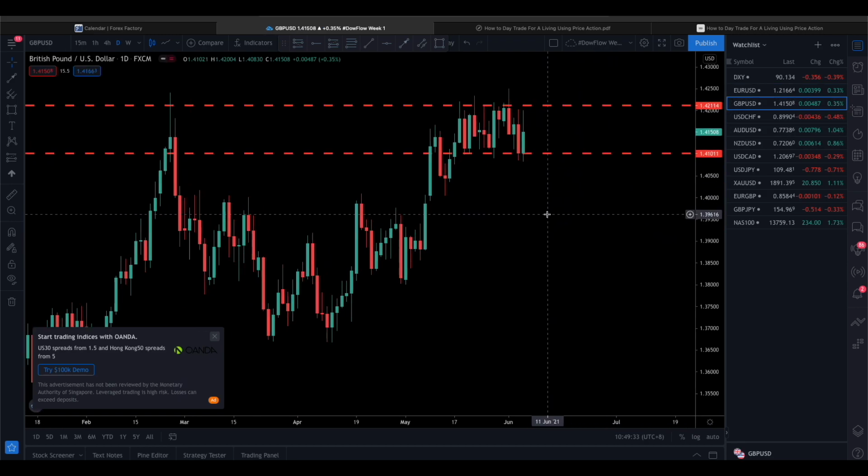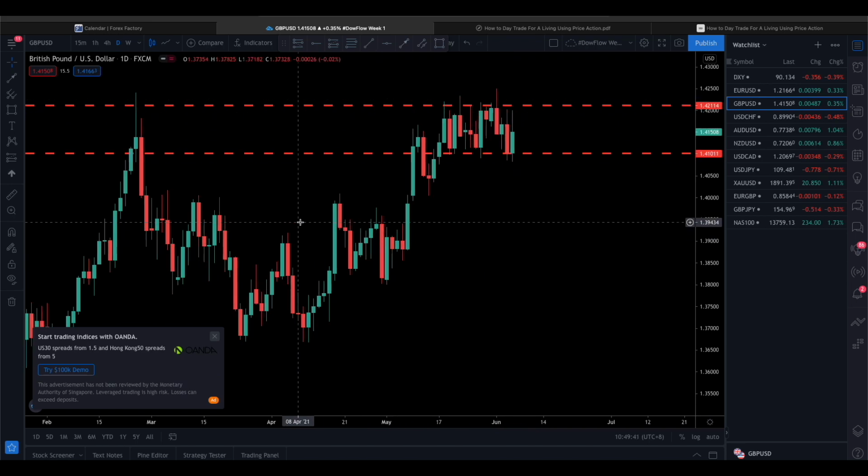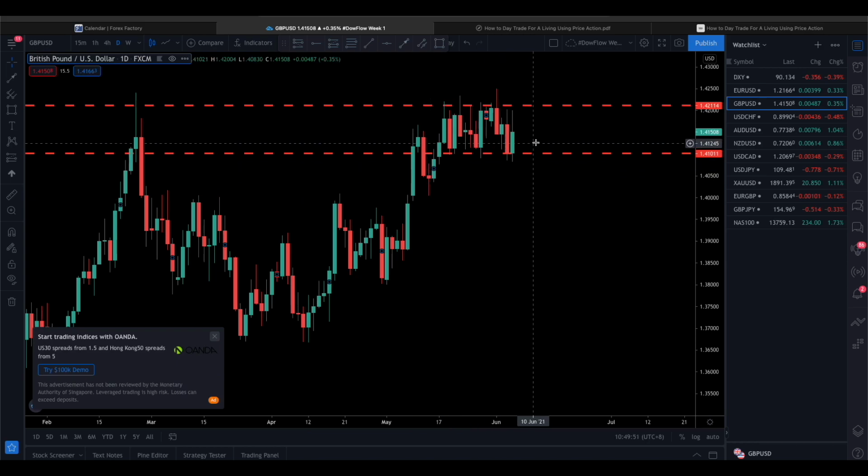Now, pound dollar, I won't spend so much time because it's in a range, and I don't recommend trading it next week because the range is rather tight. So again, market condition is bullish. You have a high here, you have a low, you have a higher high, higher low, higher high. This low hasn't been violated, so the market condition is still bullish. Now, price is trapped within this range.